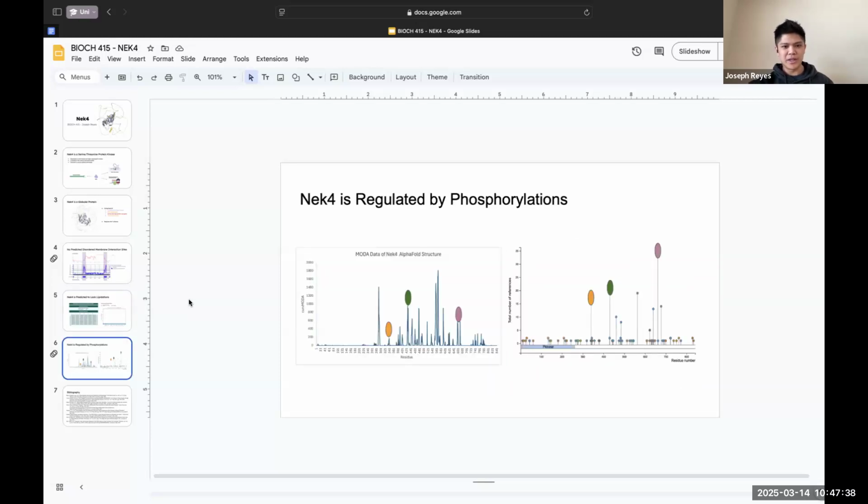But NEK4 is regulated by phosphorylations, and I have the MODA data of the AlphaFold structure, and it suggests that there are around 26 possible membrane binding sequences, many of which are within 5 residues of known phosphorylation sites, as shown on the right here, which indicates an abundance of PIP stops. And I wanted to show where each of these phosphorylations were on the MODA data, so I've just correlated these colors here.